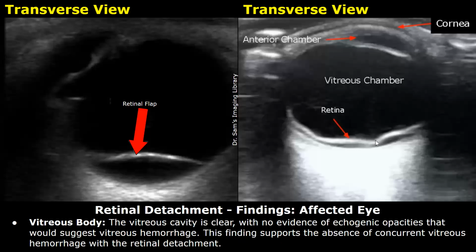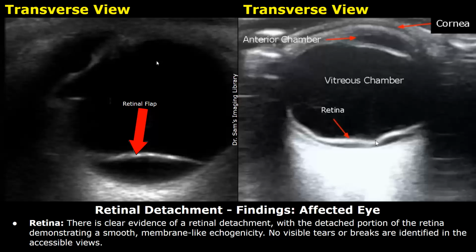These are the findings. Vitreous body: the vitreous cavity is clear with no evidence of echogenic opacities that would suggest vitreous hemorrhage. This finding supports the absence of concurrent vitreous hemorrhage with the retinal detachment.